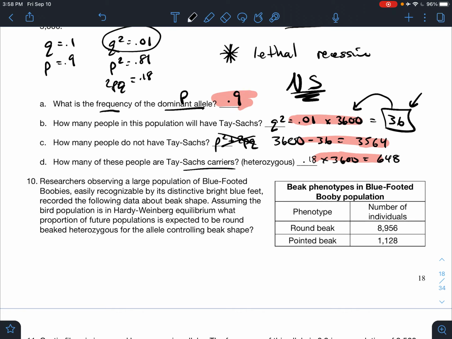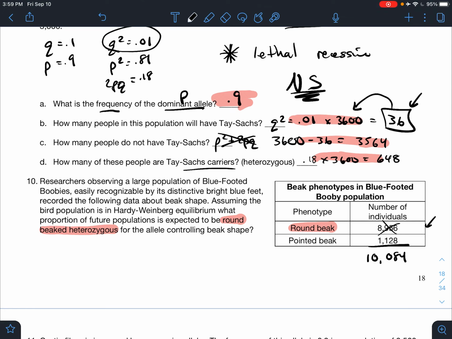First thing I'm going to guess is you assumed that round beak was dominant and pointed beak was recessive. Now, why? Because there's more round beak and less pointed beak. But if you paid close attention, it actually says round beak heterozygous. It tells you there the heterozygotes are round. That means that this is the dominant trait. First step is you have to find your total population. Let's add them up. 10,084.